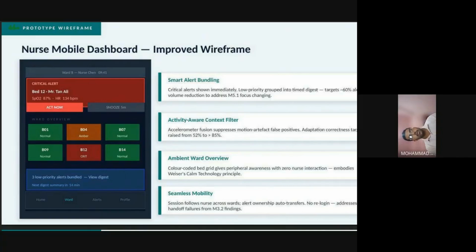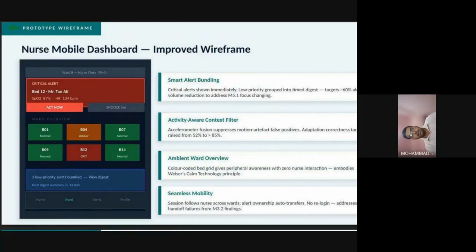Next, moving on to the ward overview. This grid provides a status for each patient, such as green color for normal patients and amber for cases needing attention. This allows nurses to understand the entire ward at a glance without needing to open each patient file separately. The main idea is quick awareness and less cognitive load.